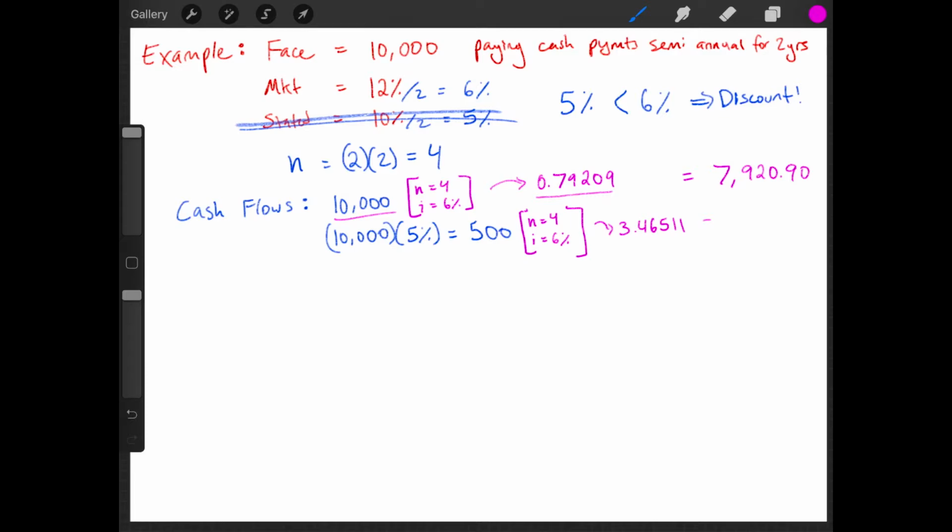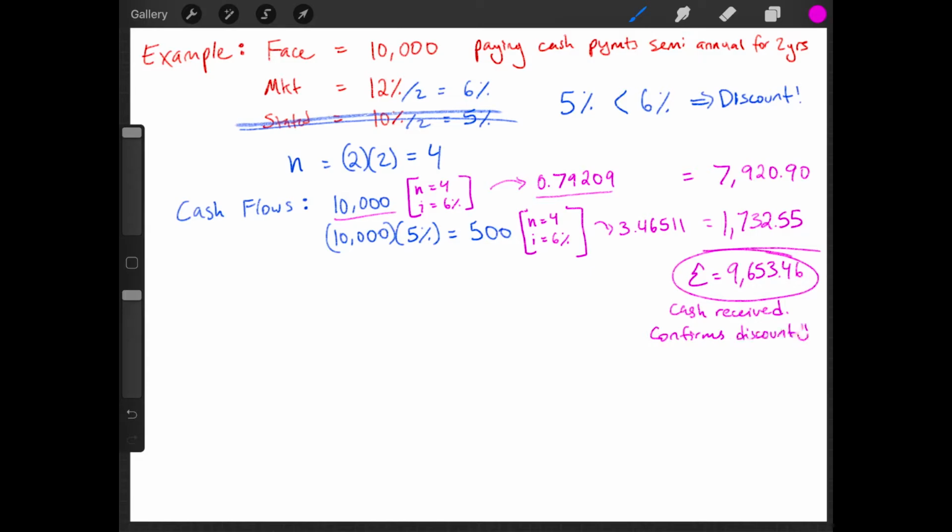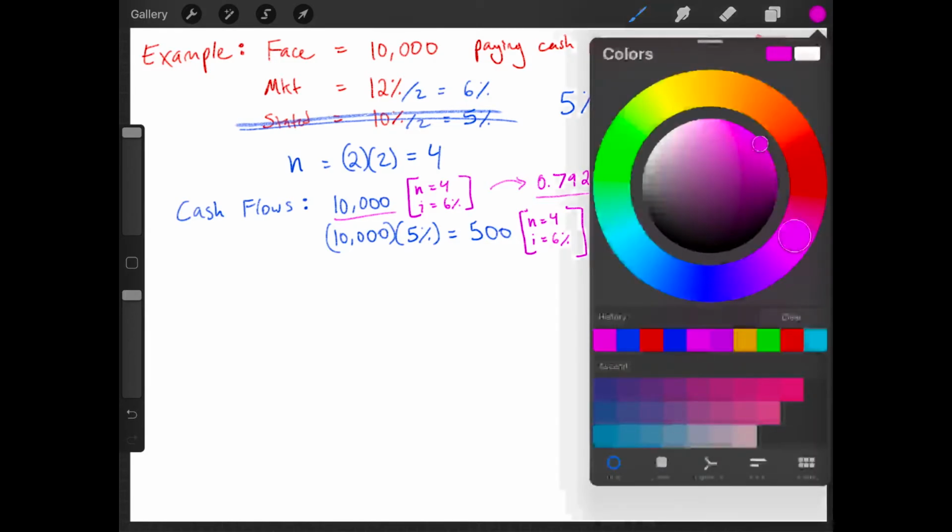So the present value of my face value is $7,920.90. And my present value of that ordinary annuity of those $500 cash payments that are made over the life of the bond is going to be $1,732.55. And this will sum to a total present value of $9,653.46. So this present value is equal to the amount of cash that we receive for this bond. And since the cash we receive, or that present value, is less than the face value of this bond, this confirms what we had already determined, that this bond was issued at a discount.